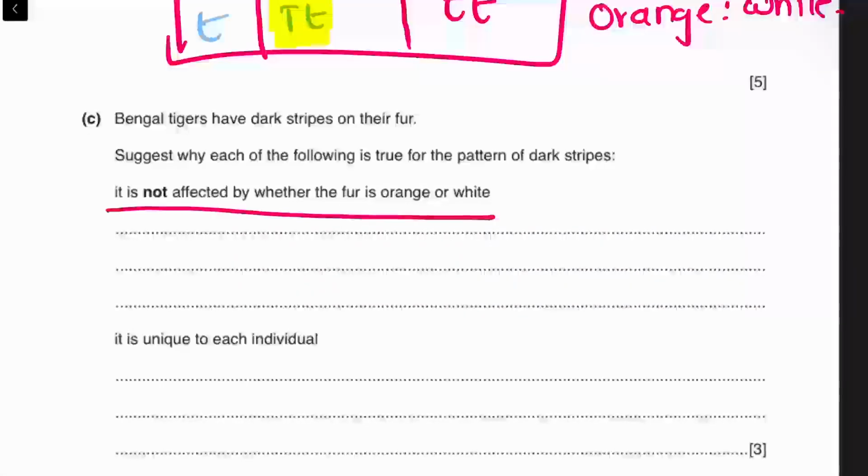Having black stripes, meaning that does your hair too? Can you pay attention? What are you talking about?